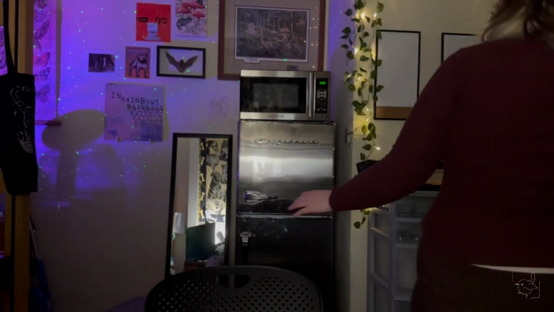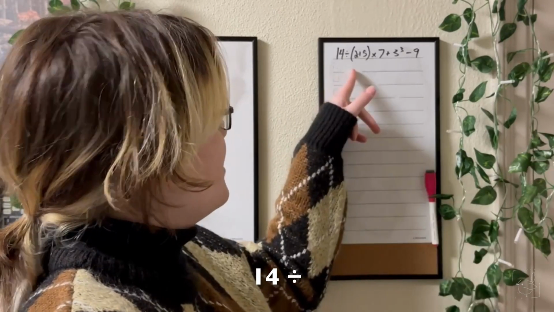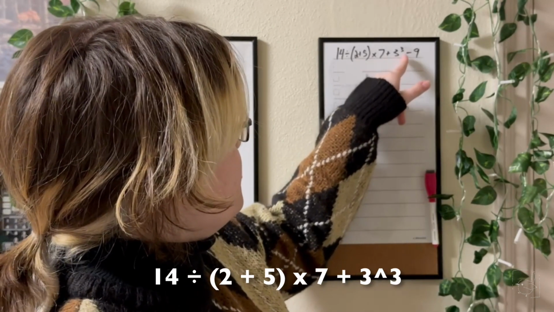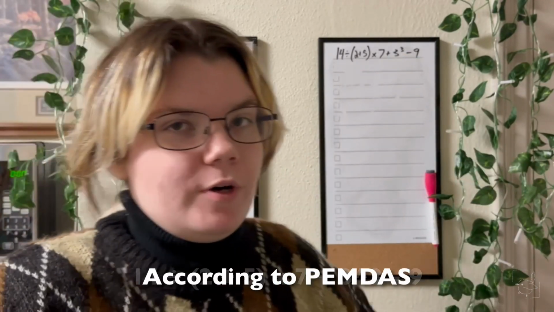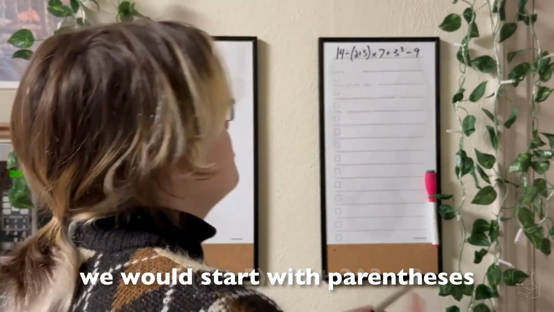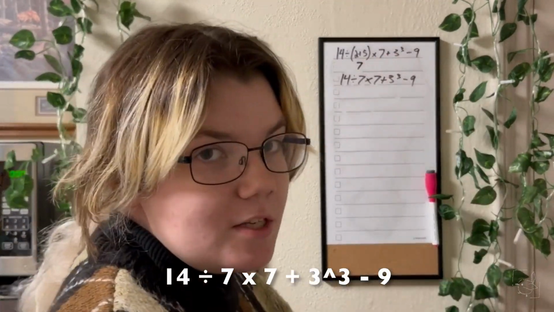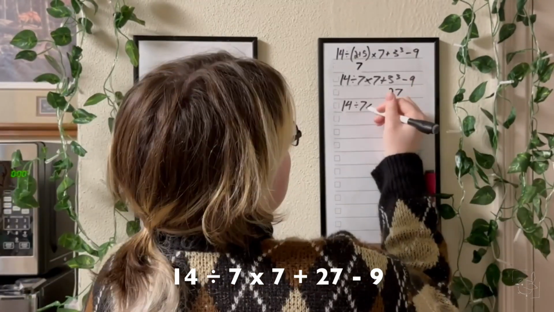Quick example. Today's example is 14 divided by (2 plus 5) times 7 plus 3 to the third power minus 9. According to PEMDAS, we would start with parentheses. So we would do 2 plus 5 equals 7. Our equation is 14 divided by 7 times 7 plus 3 to the third power minus 9. After parentheses comes exponents. Now we get 3 to the third power is 27. Now it's 14 divided by 7 times 7 plus 27 minus 9.